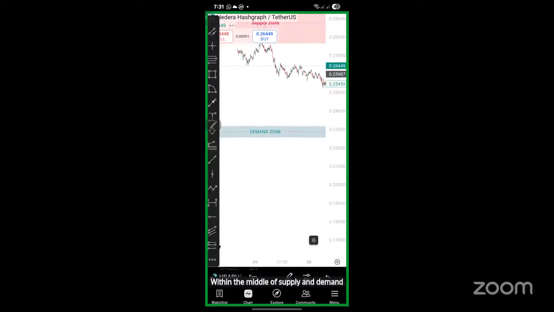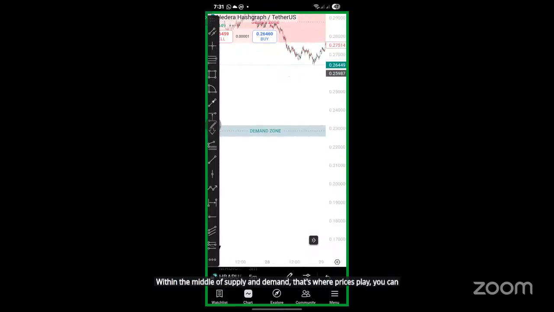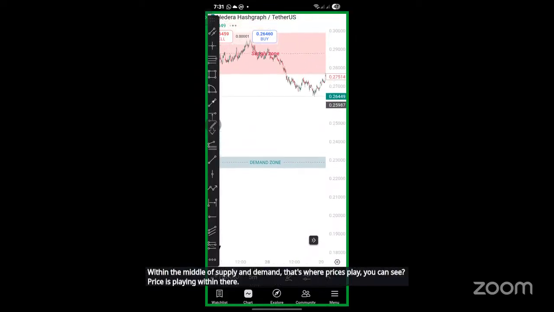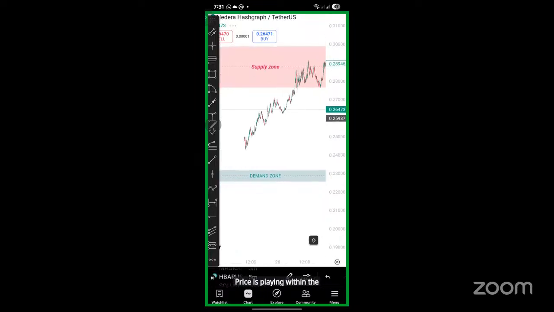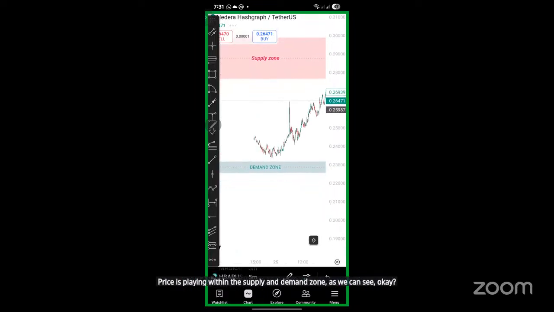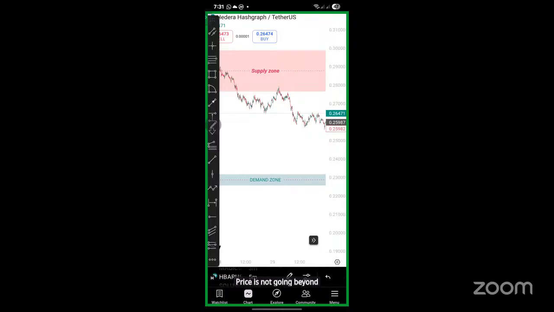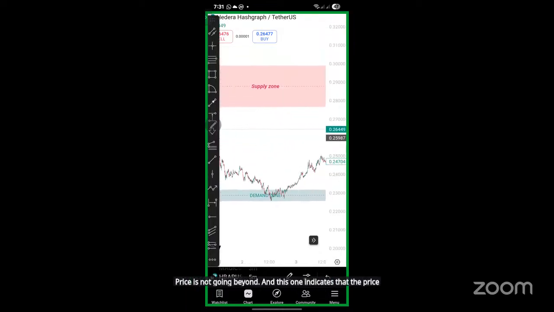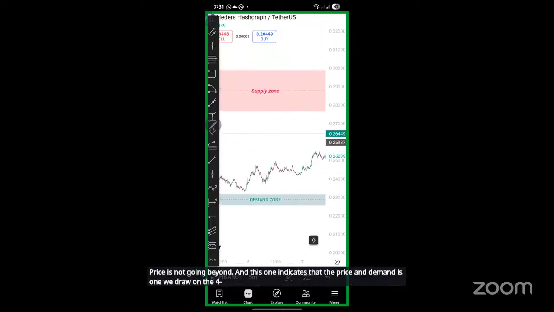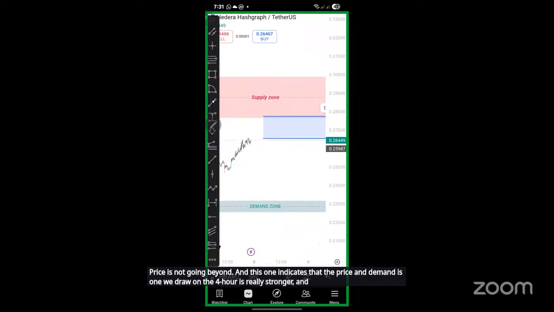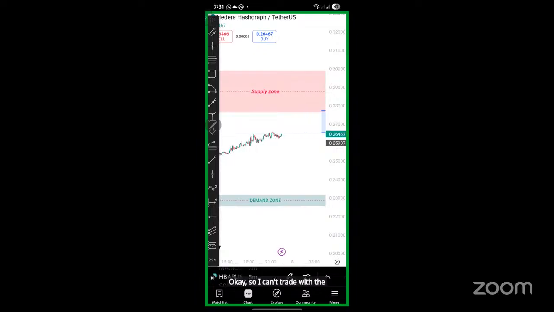That's where price is playing. You can see price is playing within the supply and demand zone. Price is not going beyond. And this indicates that the supply and demand zone we drew on the 4 hour is really strong, and the price is respecting it in all aspects. So I can trade with the supply and demand.